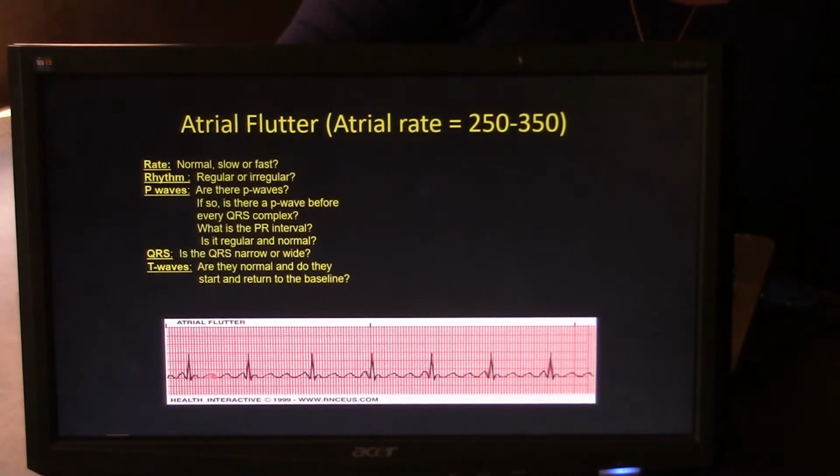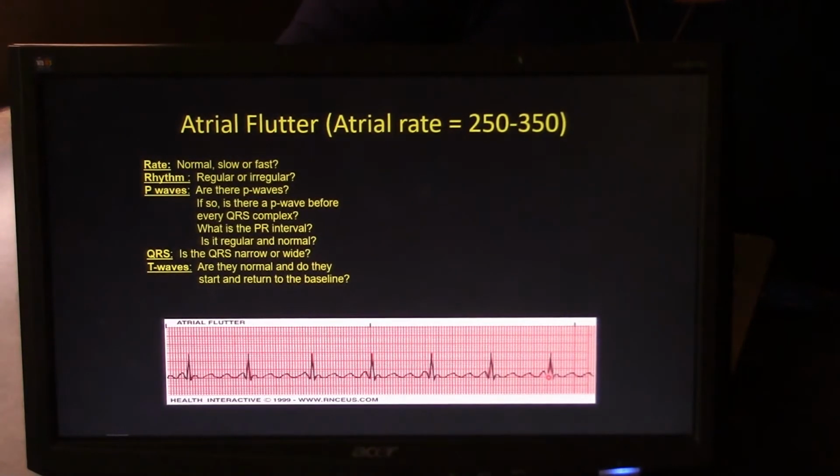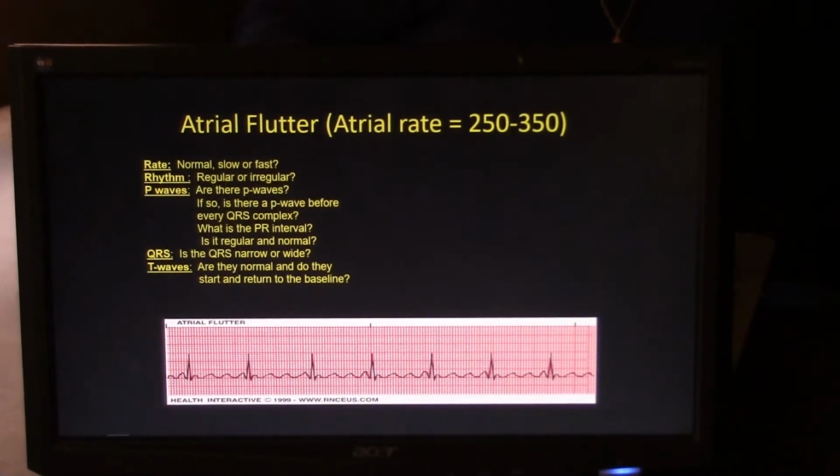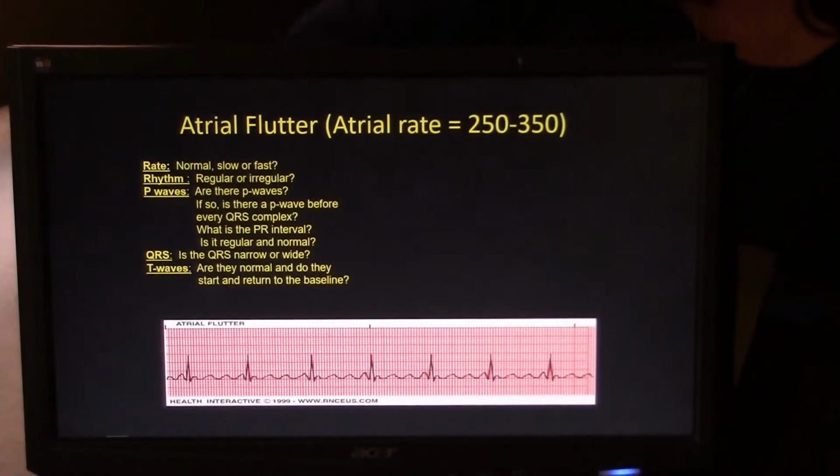In this case, we have 1, 2, 3, 4, 5, 6, 7 complexes in a 6-second strip. This would give you a heart rate of 70, so that's a normal heart rate. Is it regular or irregular? If we took our calipers or our piece of paper and marched out the QRS complexes, they would be equidistant from one another. In this particular case, it is normal and regular.